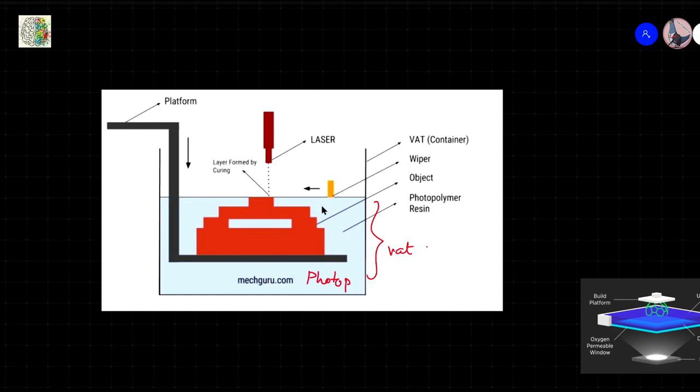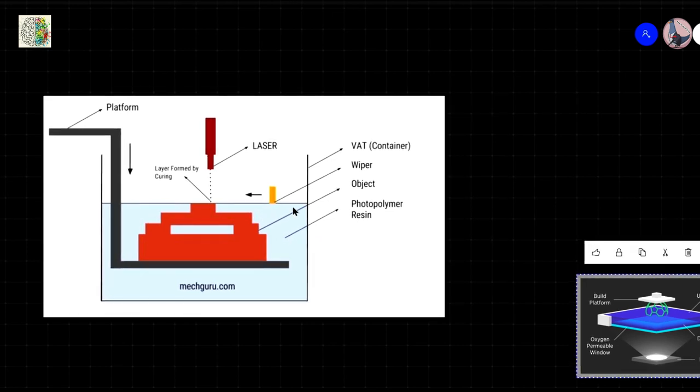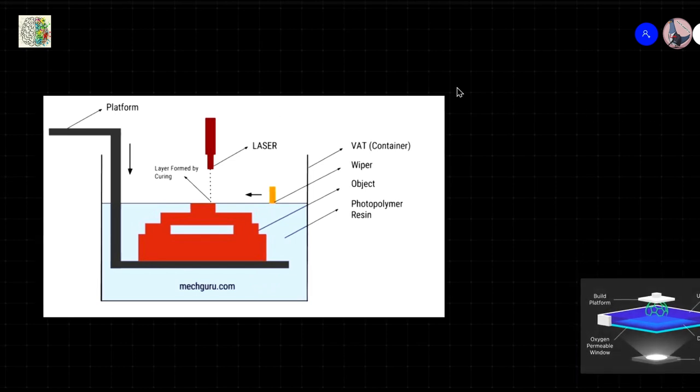Okay, now you must see in this that this printing is also called top down printing. It means this object is being formed layer by layer, and it is being formed from top down.